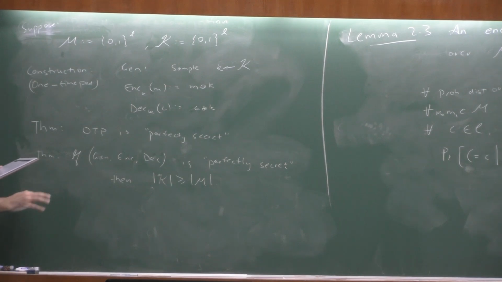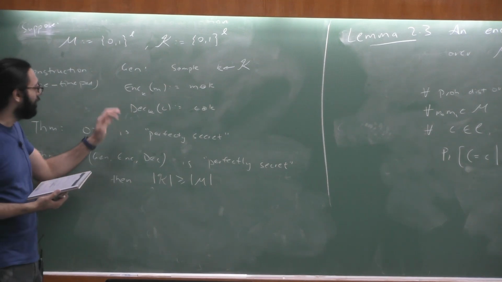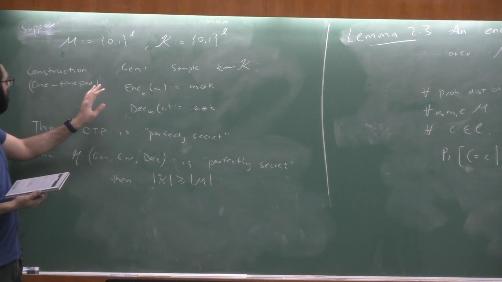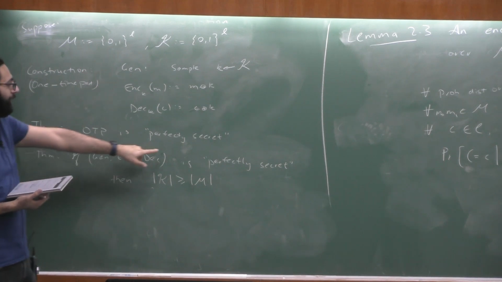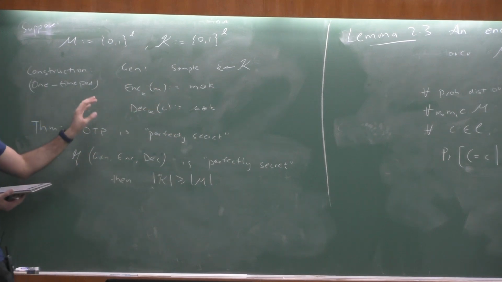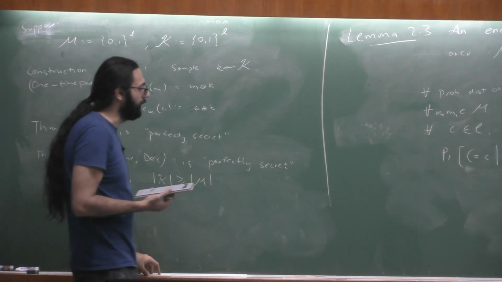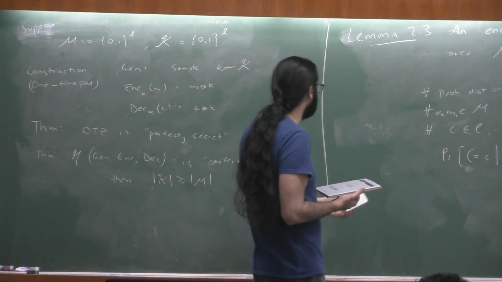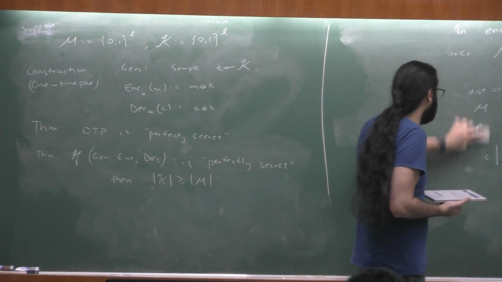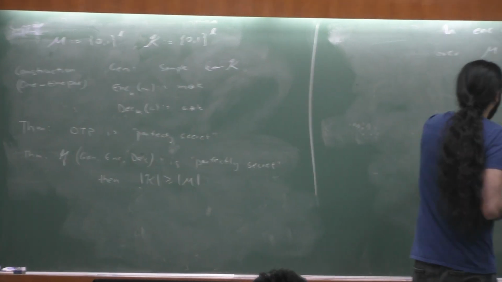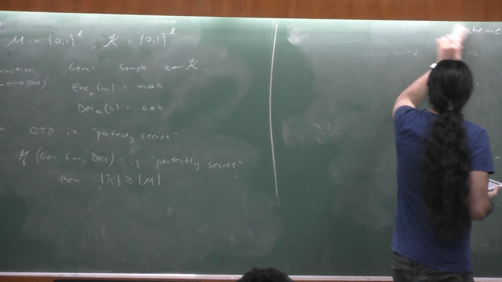And Shannon actually proves an even stronger characterization, which we'll not do. Essentially he shows that all perfectly secret schemes are essentially just a one-time pad. You can show a very strong mapping to this. So the question of achieving perfect secrecy is essentially very well characterized now.